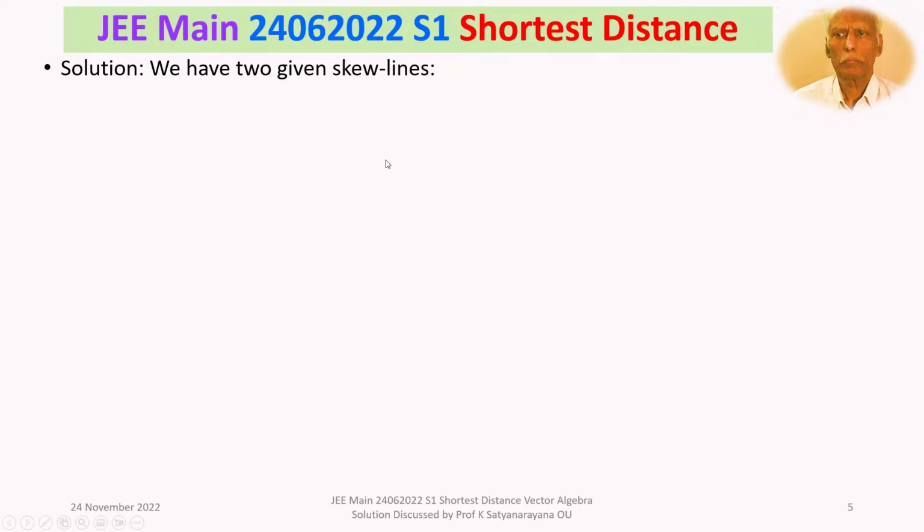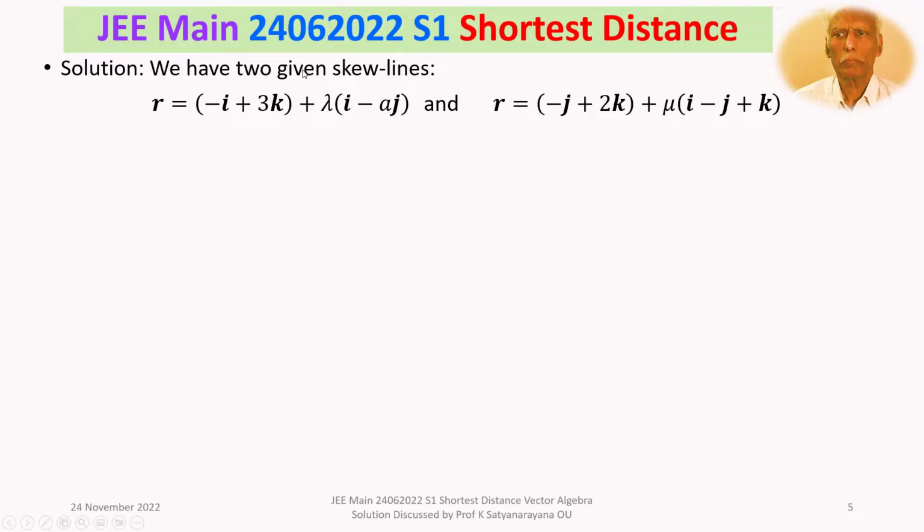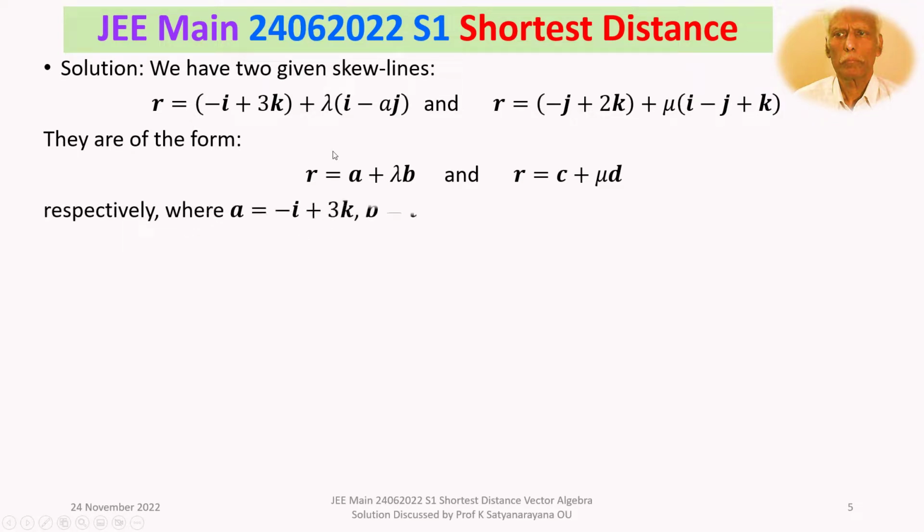We now discuss the solution of the problem in detail. We have the following two given skew lines. The first one is r = -i + 3k + λ(i - aj), and the second is r = -j + 2k + μ(i - j + k). They are of the form r = a + λb and r = c + μd, where a, b, c and d are the corresponding vectors: a = -i + 3k, b = i - aj, c = -j + 2k, and d = i - j + k.